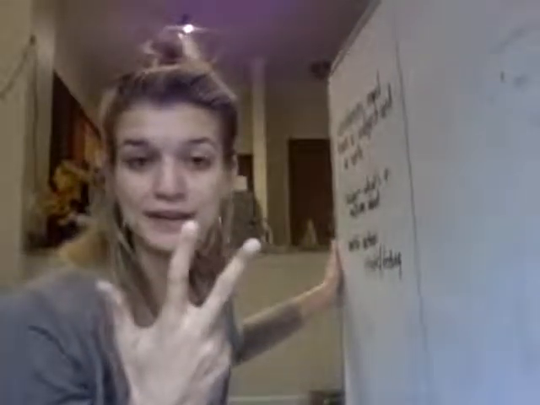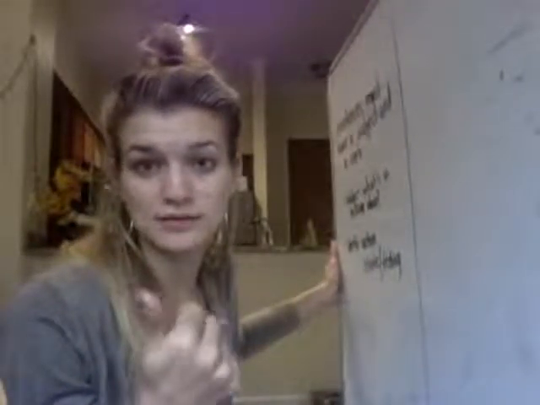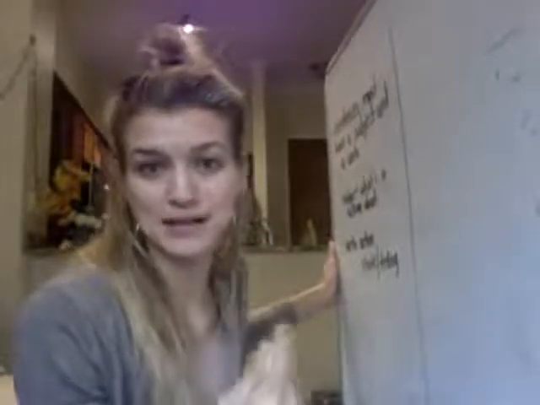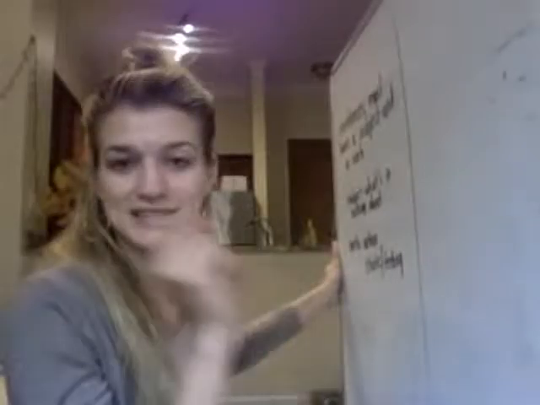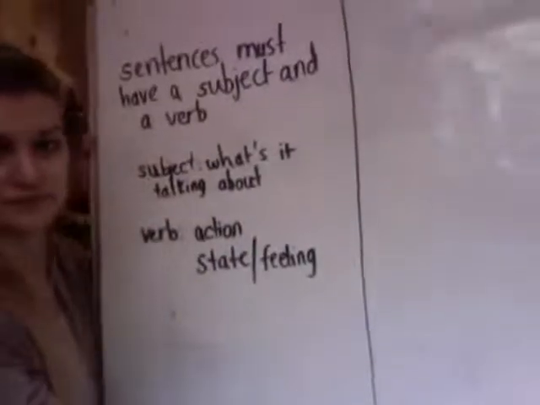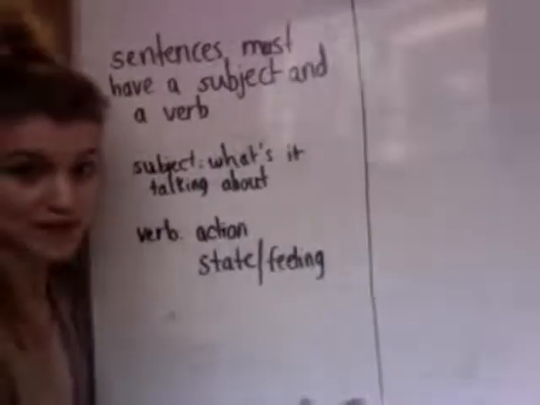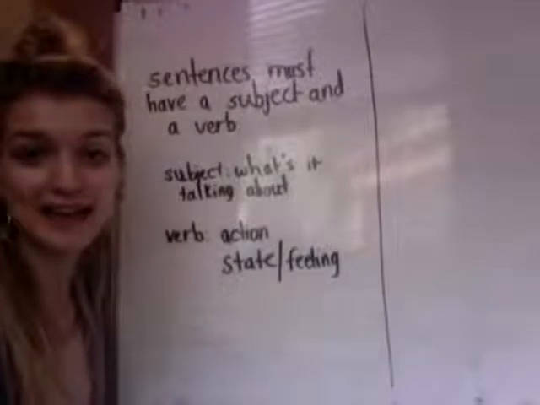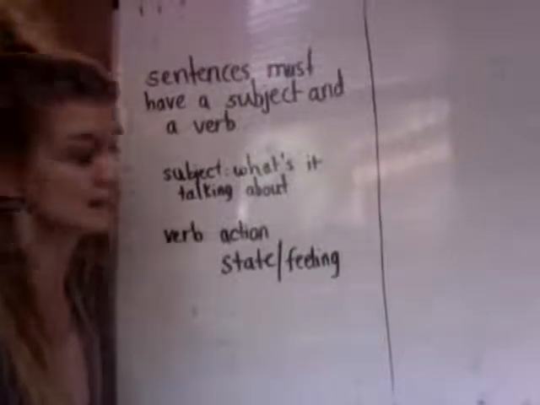If I say, I am happy, who's the sentence about? I. What am I doing? Am. Am is like a state word. I'll turn this around for you guys to copy. Happy tells you how I feel. That's not really an action, but I am. Am is a state word.